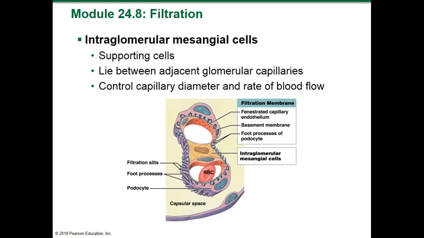Okay, intraglomerular mesangial cells. These are supporting cells. They're between the adjacent glomerular capillaries. They control the capillary diameter and rate of blood flow. So they have a big impact on the pressure that's coming into the glomerulus. So that's some of the regulatory mechanisms.